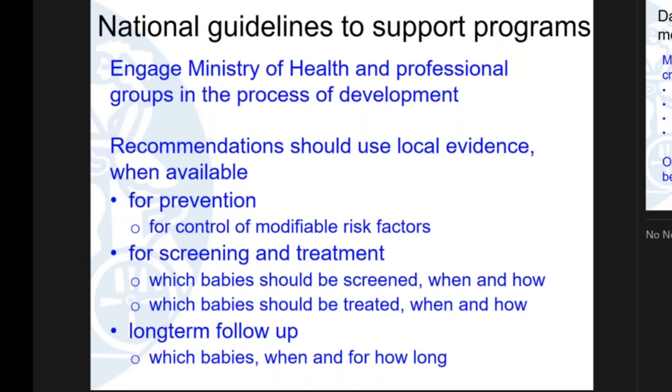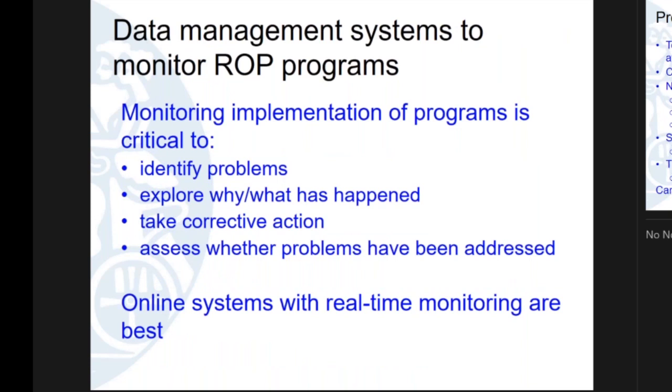Very importantly, there's a need to monitor RoP programs, and the importance of this is to identify problems such as, are all eligible babies being examined? We know that up to 40% of babies who should have been screened are not screened in some settings. This means they may be leaving the unit and then subsequently getting RoP and losing their vision. It's a way of identifying problems and exploring what has happened so that corrective action can be taken. Online systems are ideal, but paper records work just as well as long as the data are used.